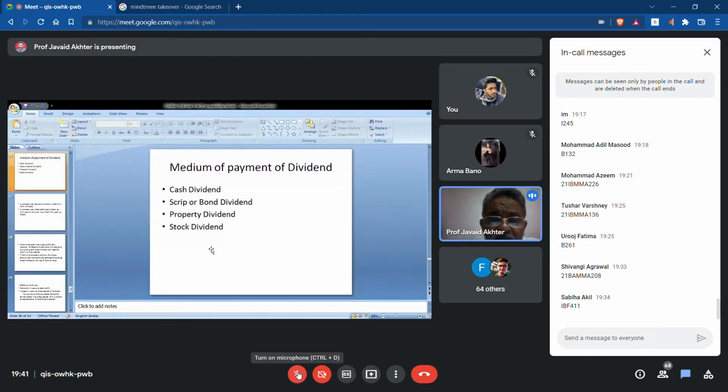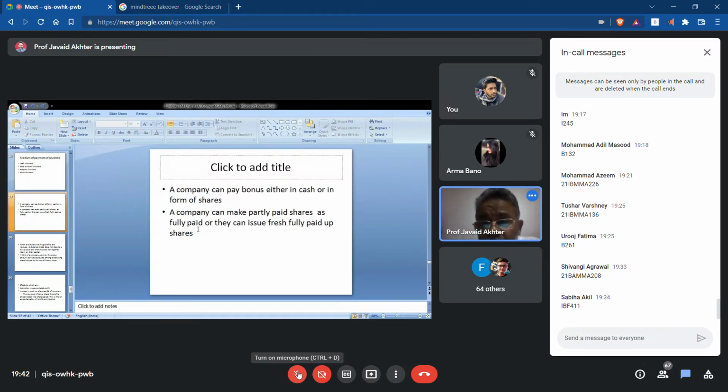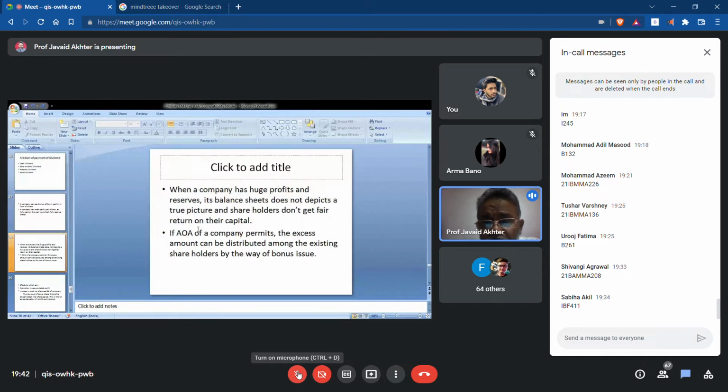Mode of dividend payment, yes, this can be explained. A company can pay cash dividend, bond dividend, property dividend, or stock dividend. Stock means the same thing as shares. So there are various ways in which a company can pay dividend. Then bonus shares I have explained.